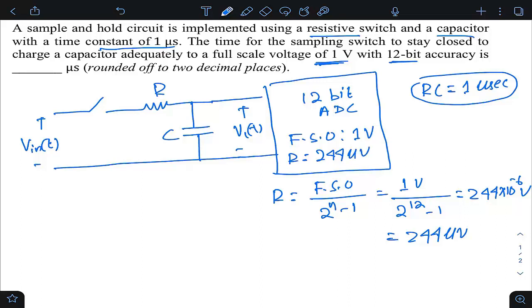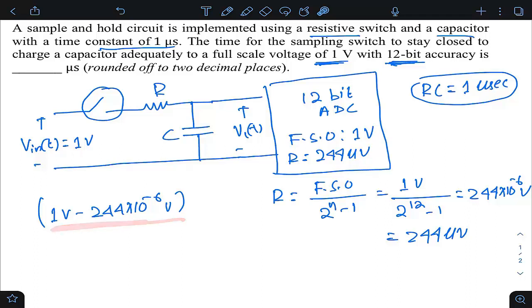Now what they're trying to ask is, how much time should this switch be closed such that if this Vin is 1 volt, the capacitor should be charged to at least 1 volt minus 244 into 10 raised to power minus 6 volt. That is the meaning of accuracy of 12 bit. Ideally, if 1 volt is given, if you write the first order equation of capacitor voltage VC(t), it takes infinite time to charge up to 1 volt. But we are not interested in 1 volt, we are interested in this much voltage. For how much time should this be closed so that if the input is 1 volt, the capacitor will be charged to this voltage? That is what the question is.